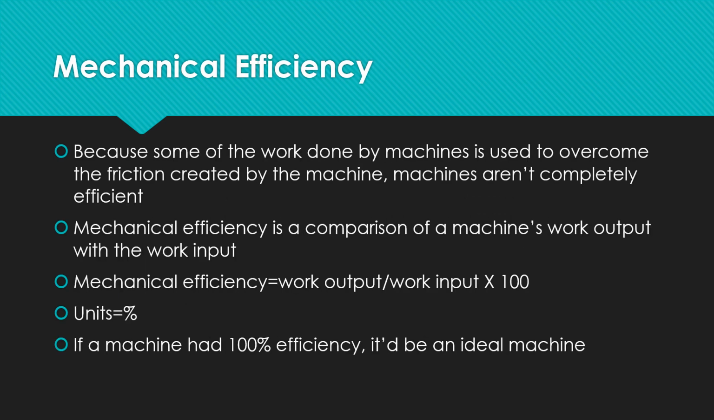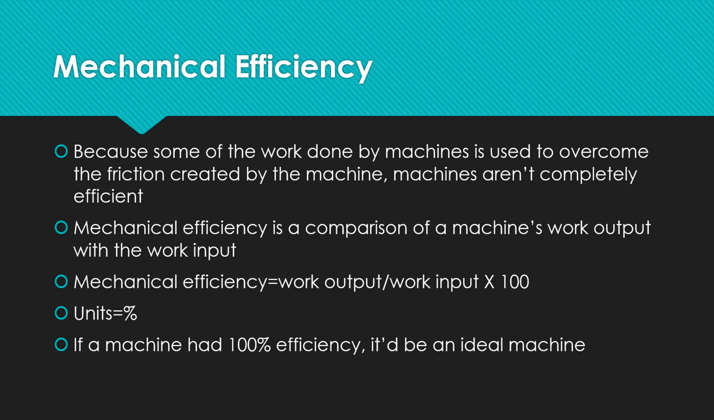It's very similar. It just tells us something a little bit different. It's how efficient the machine is. So mechanical efficiency. Because the work done by the machine is used to overcome the friction created by the machine, machines are not completely efficient. Remember, friction ruins everything. Friction is the reason we cannot see Newton's first law completely. Friction is there all the time. There's lots of things that we cannot do or view because friction doesn't go away. Same thing for machines.